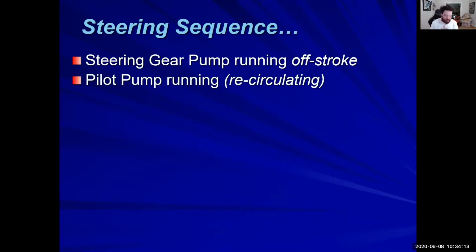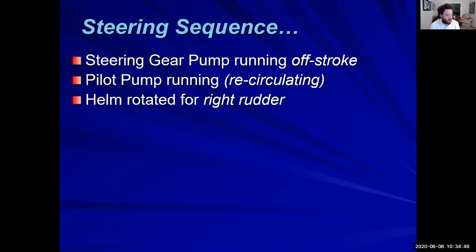So last but not least, let's talk about the sequence of events here. The steering gear pump is running in an off stroke scenario. It means that it's running, but we have no fluid flow because it's in its neutral position. That tilt box has not moved because it is in its zero position. The pilot pump is just running, just recirculating the fluid. Nothing is coming from the helm. We have no movement yet.